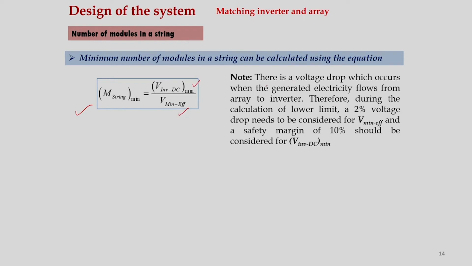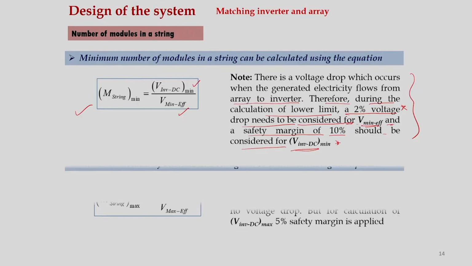Please note that there is a voltage drop which occurs when the generated electricity flows from the array to the inverter. So, a voltage drop will be there. Therefore, during the calculation of the lower limit, a 22% voltage drop needs to be considered for V min effective, and a safety margin of 10% should be considered for V inverter DC. When we are doing a very precise calculation, we need to remember these two conditions.